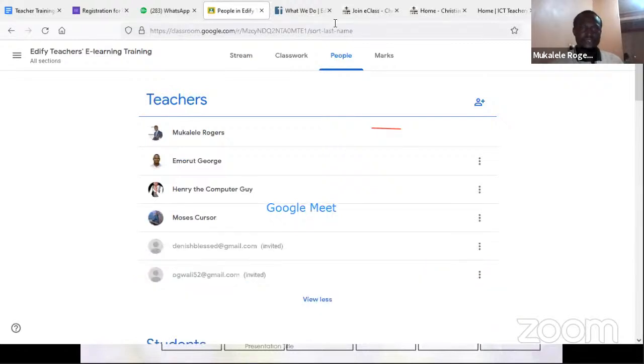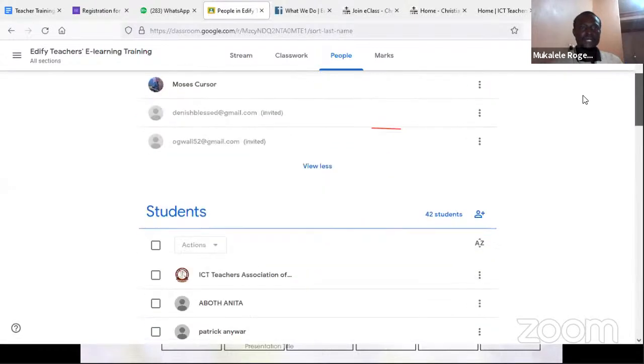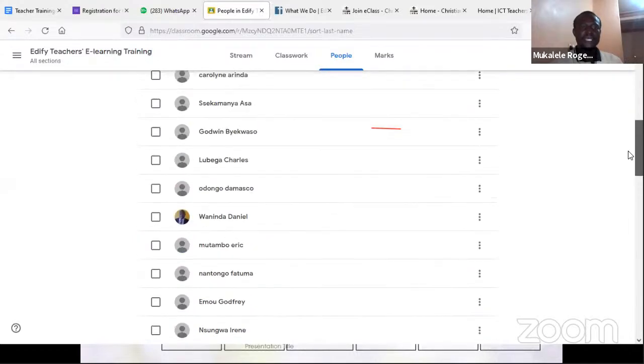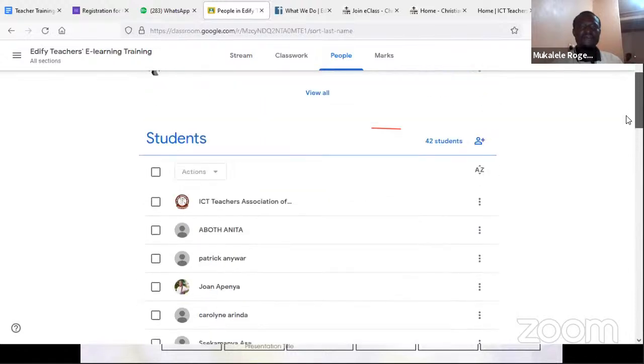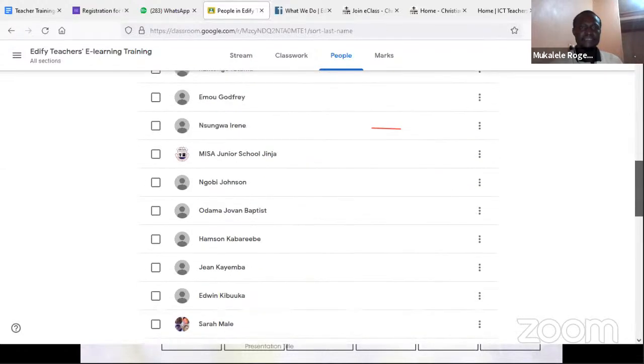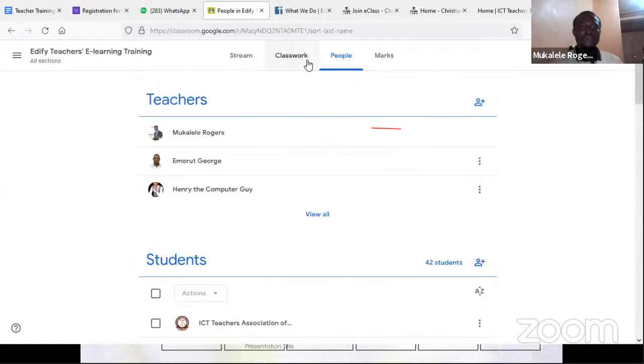Let me first remove this. Let me use a rubber and first delete this one. Okay. So I hope you can see this is a Google Classroom. We opened it. It is free. You can use Google Classroom to do so. This particular class is going to be ours. We have the teachers on top, and then we have the learners. I can see already we have 42 early adopters who have joined the class. If you have not yet joined the class, you can join it.